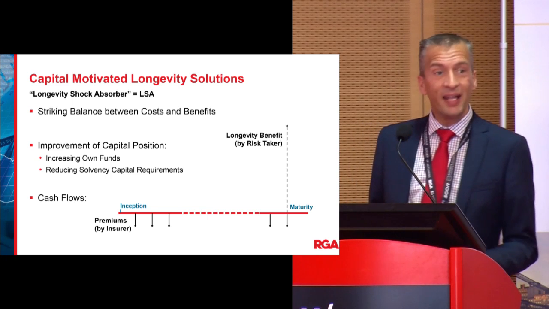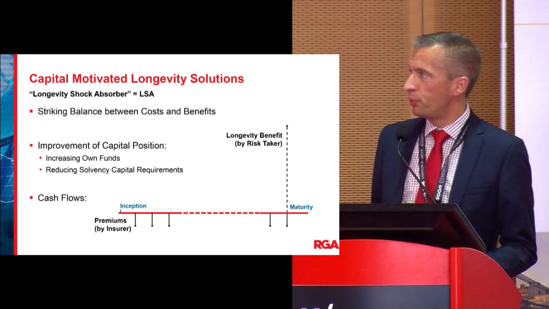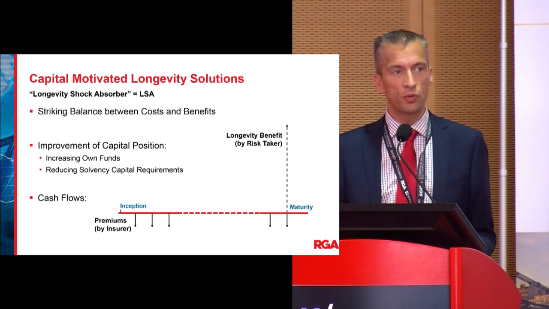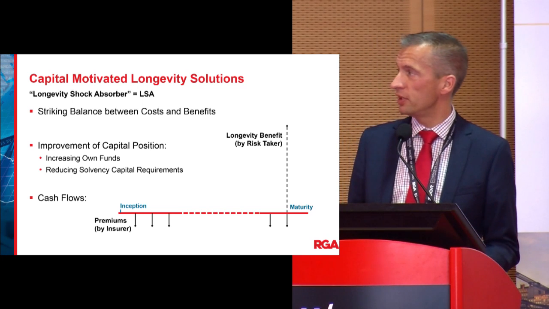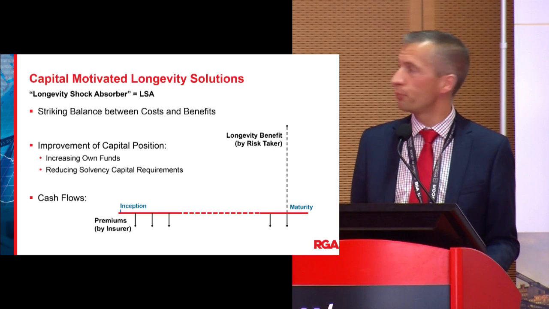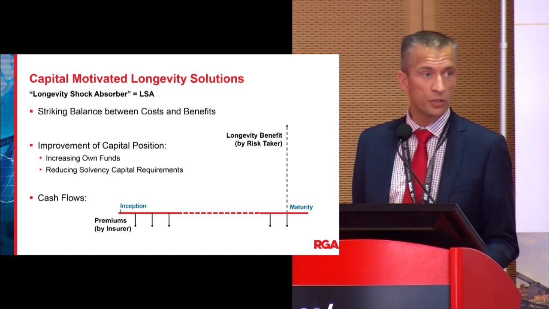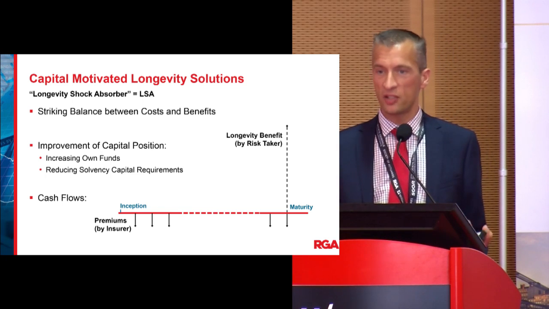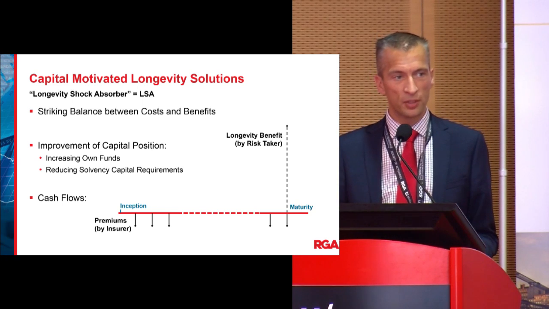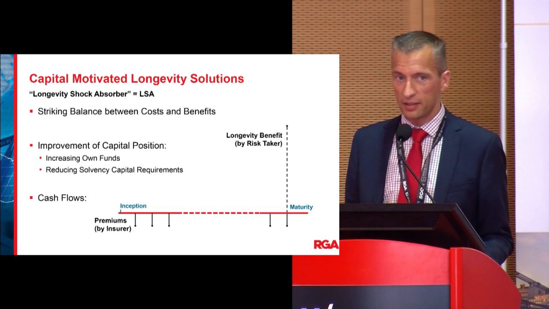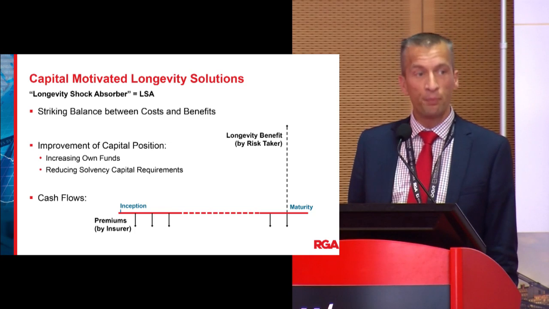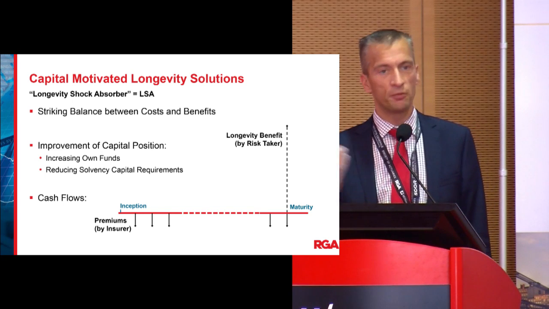In explaining these transactions, I put here a graph with cash flows. Please keep in mind the cash flows I showed earlier with the longevity swap. These are very different. Here you see that there are typically level premiums paid by the insurer to the reinsurer, or to the risk taker, let's say quarterly premiums fixed at inception over the term of the transaction, full stop.